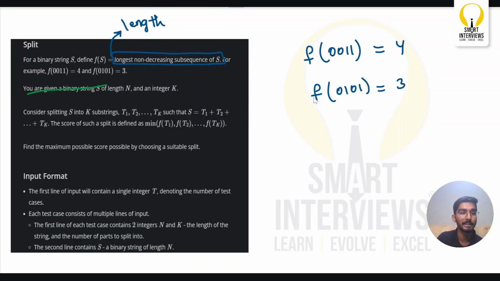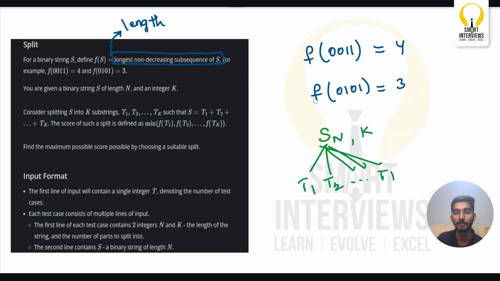So you are given a binary string S of length n, and you are also given an integer k. Consider splitting S into k substrings, T1, T2 and so on. So you need to split this into multiple substrings, T1, T2 and so on, Tk. When you concatenate all of these, you will get the original S again.